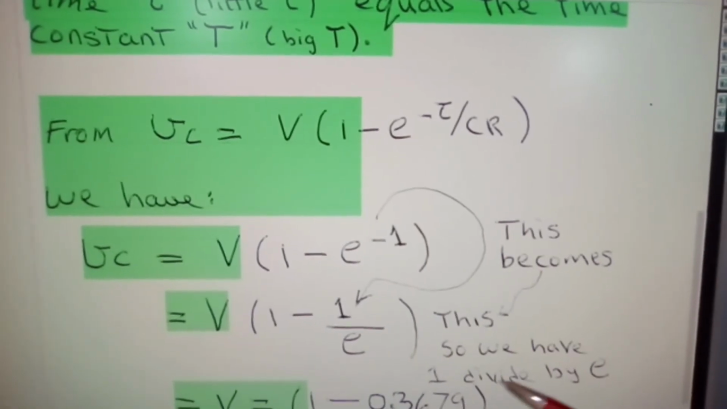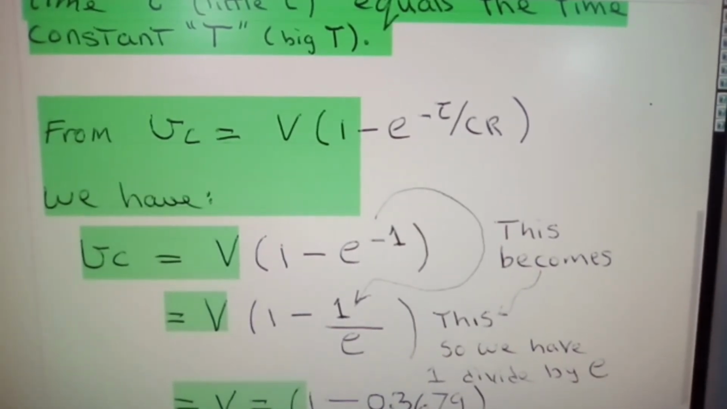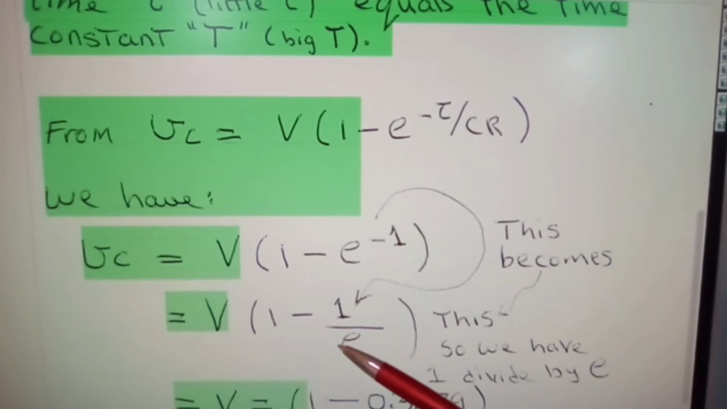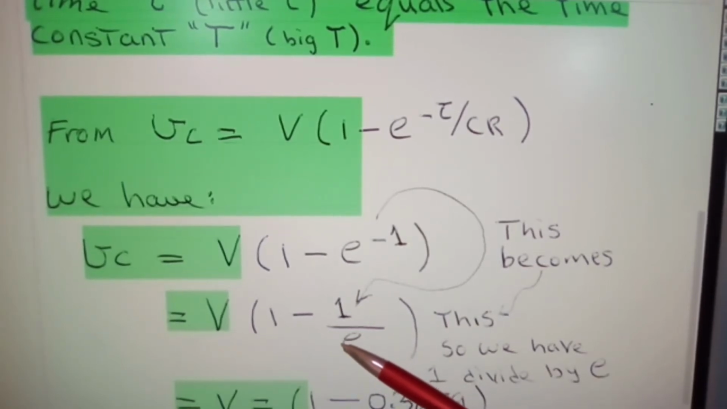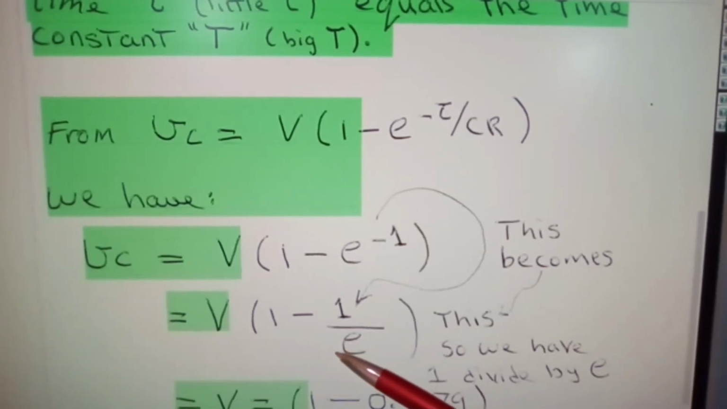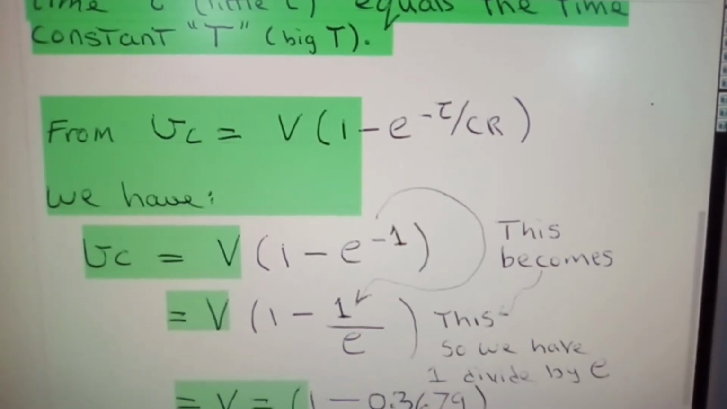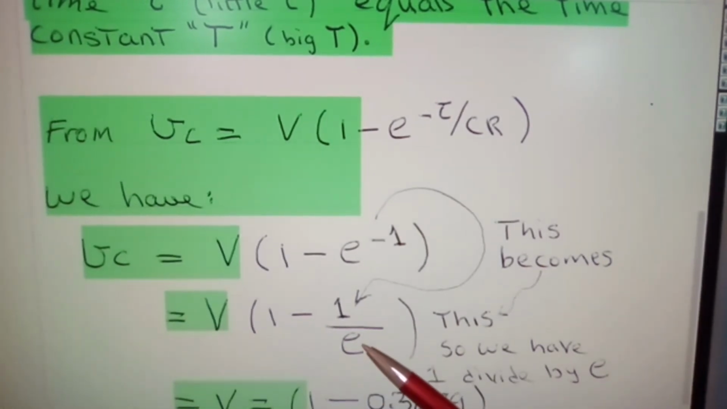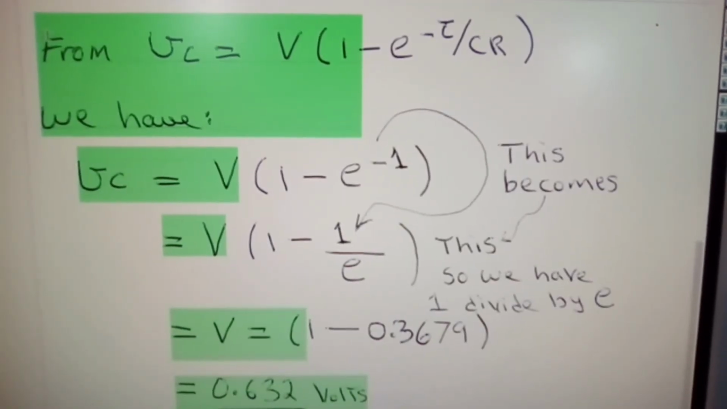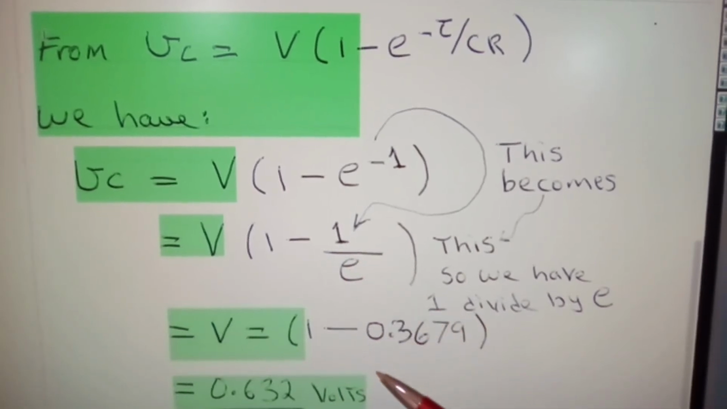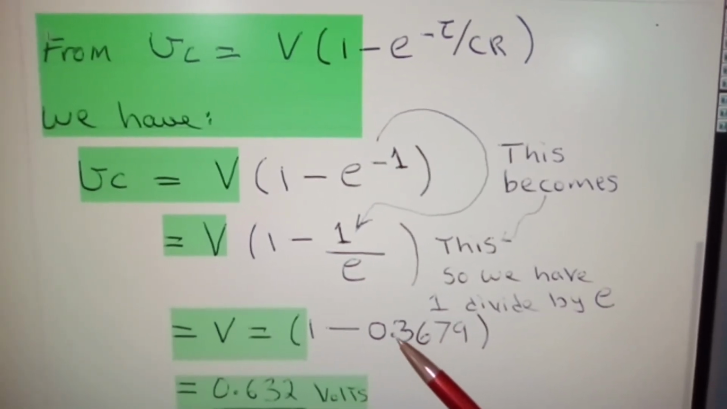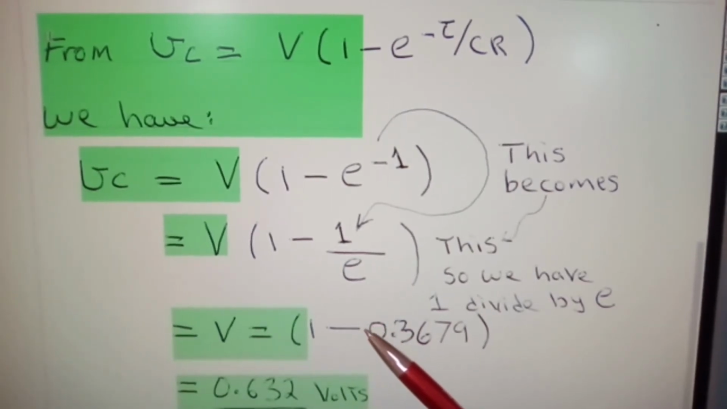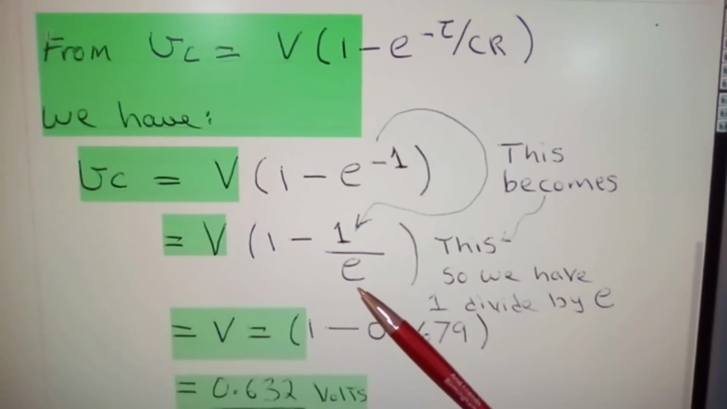Now if we take 1 divided by e, VC equals V times 1 minus 0.3679. Now you need to know the value of e, and it's on your calculator. Each of you will have a calculator which will function in a different way, but the value of e is constant. It does not change whatever calculator you have. You just have to be sure you've pressed the right button to get the right values. I haven't given you the value of e here because e is constant and it should be the same on all calculators, and you need to find that for yourselves.